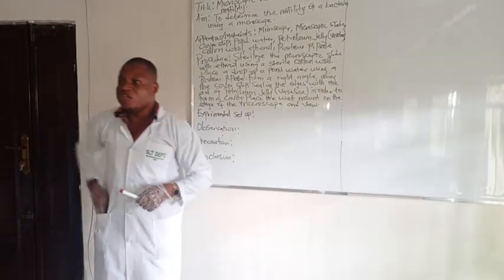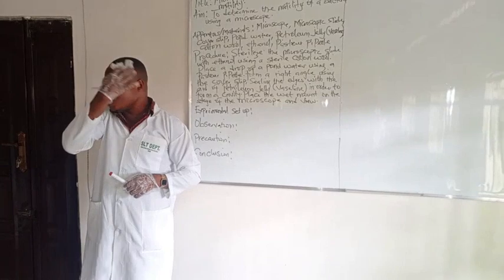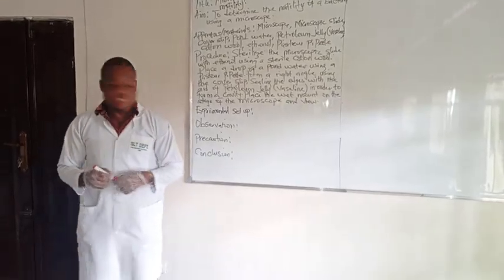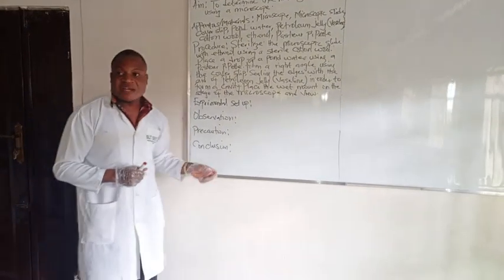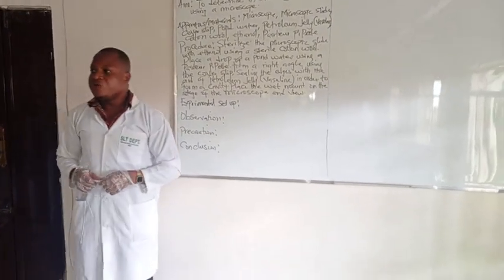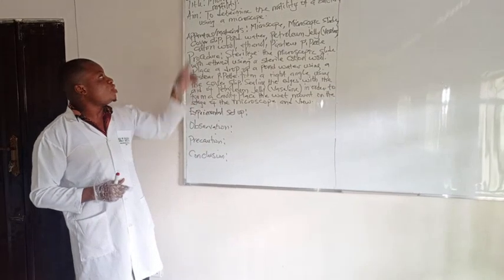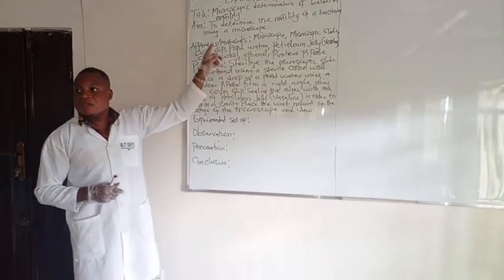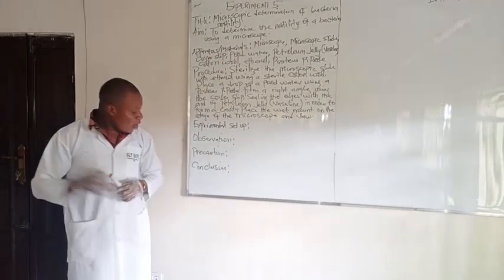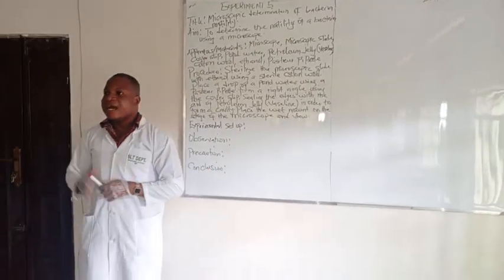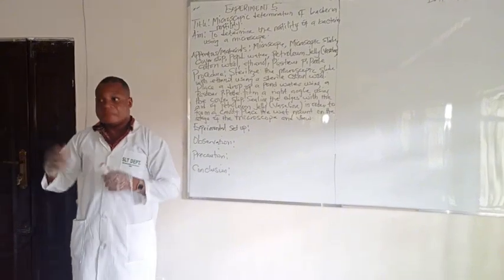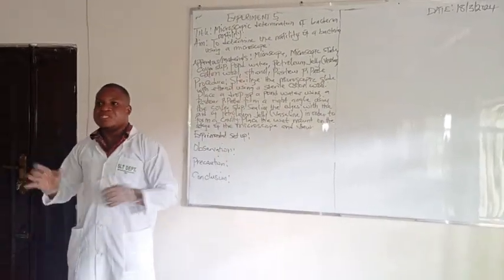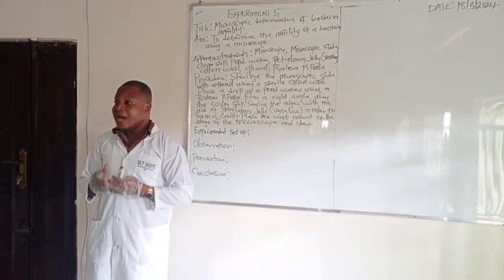Now the next one is precaution. I've told you before, precautions are the safety measures you carry out in order to ensure a better result. And then finally, conclusion. You complete your practicals in respect to the aim. And the aim is to determine the motility of the bacteria using a microscope. Now what will your conclusion look like? You say that at the end of the experiment, bacterial motility was determined using the microscope, because the conclusion is very simple. Are you following?